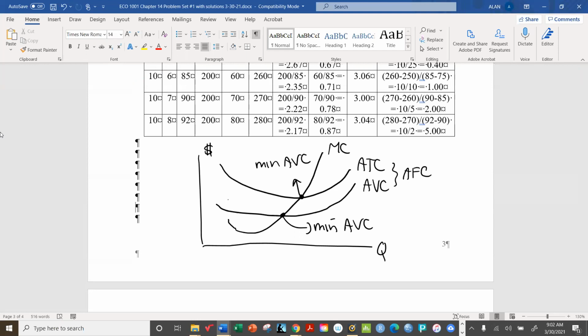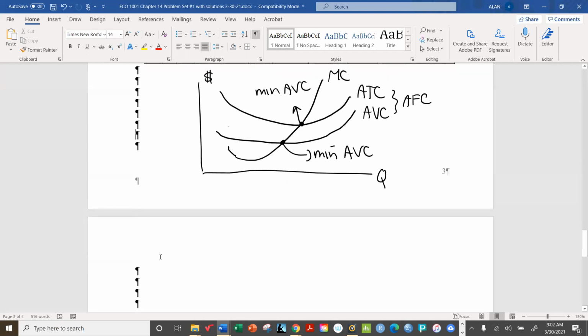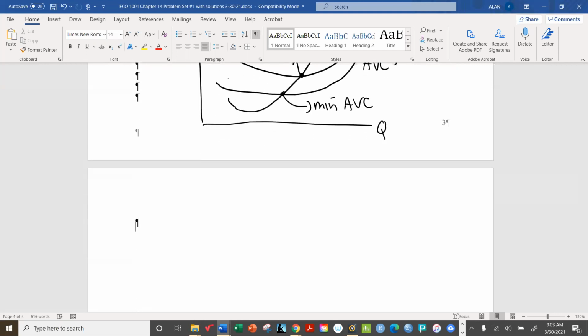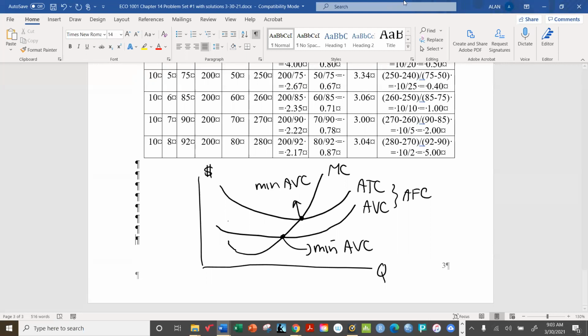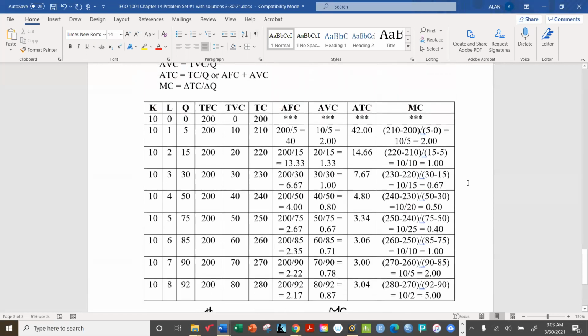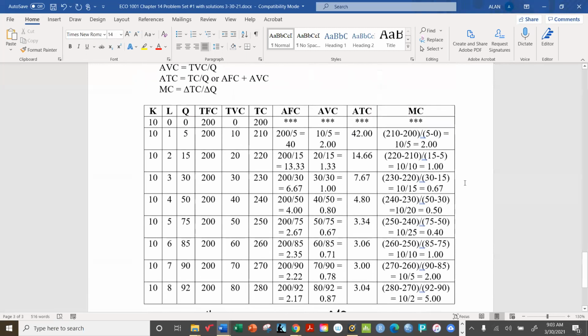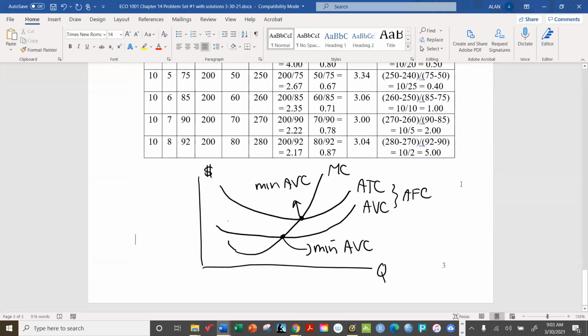Okay, so that's roughly what those things should look like. Wow, that was a lot of calculations, wasn't it? So what I will do, of course, is post this on Blackboard so you can look at it later on and make sure you got the same answers.